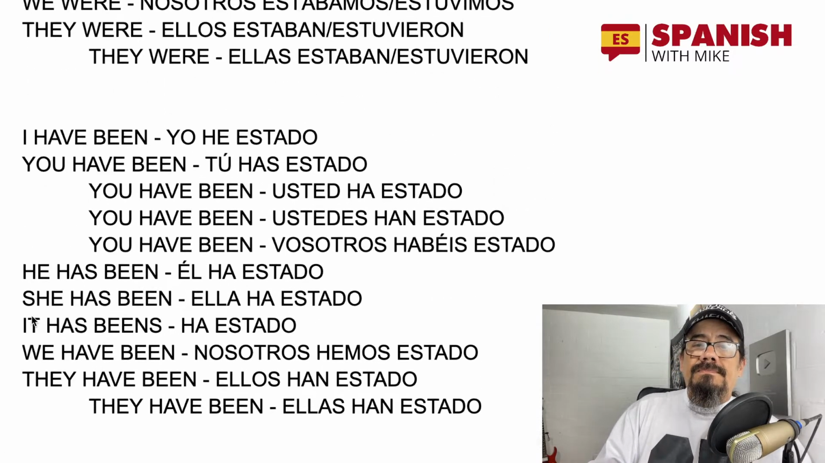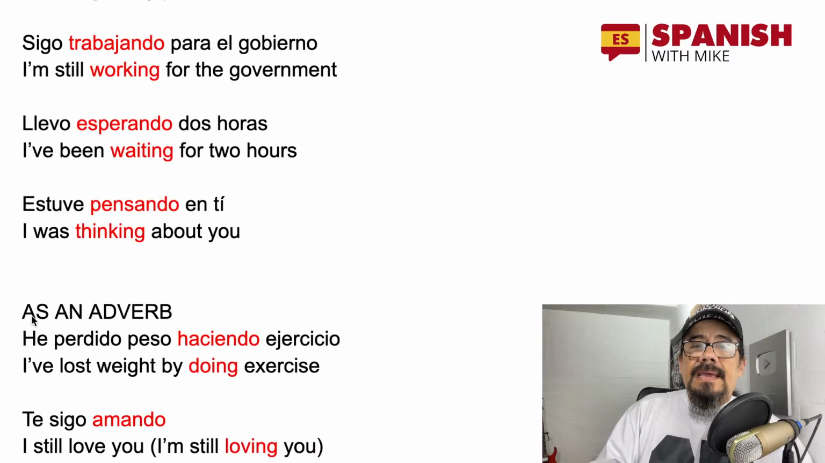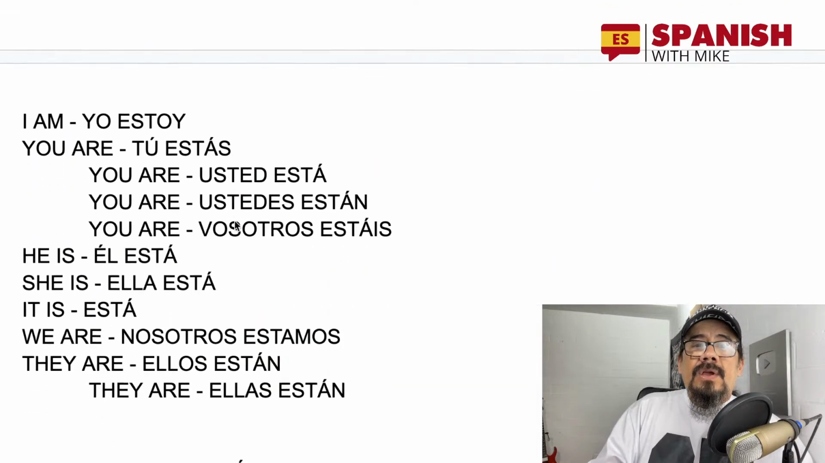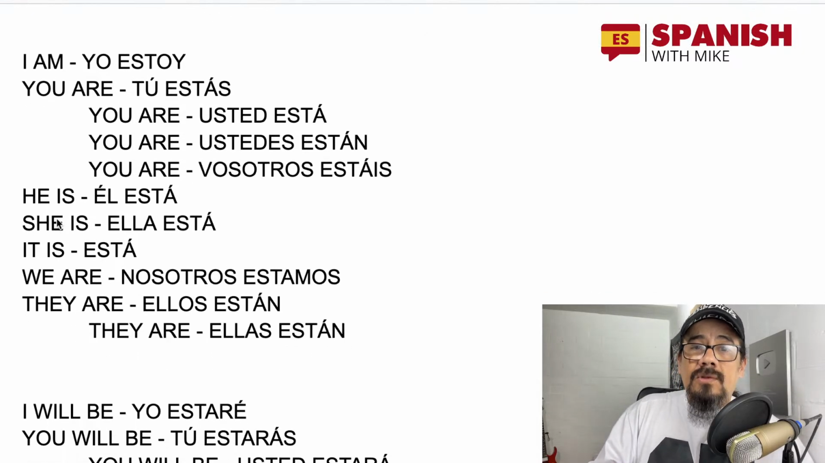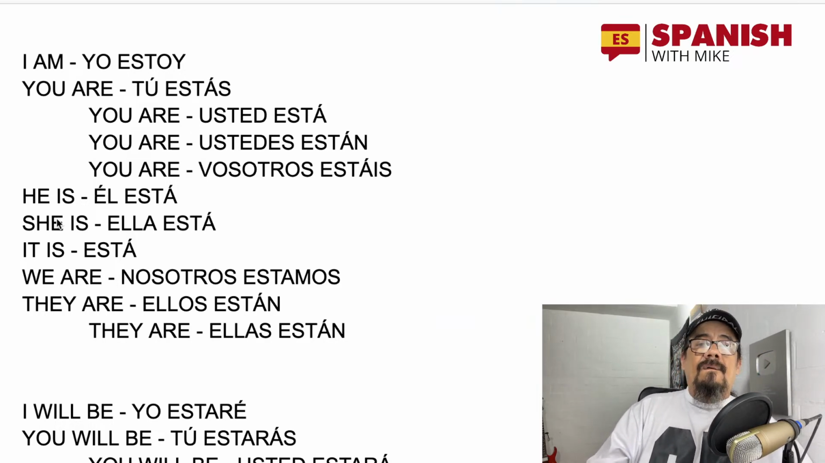And remember, if we use any of these verbs in their gerund form in Spanish, let's say jugar, jugando, I can say, yo estoy jugando, I'm playing. Tú estás jugando, you are playing. Usted está jugando, you are playing. Ustedes están jugando, you are playing. Vosotros estáis jugando, you are playing.